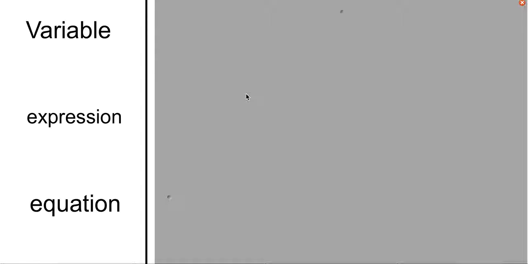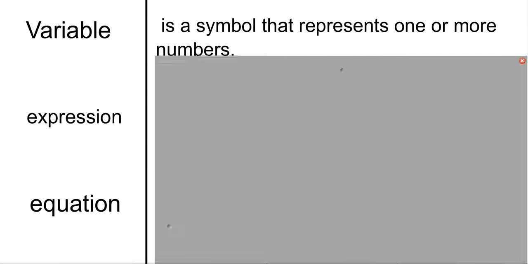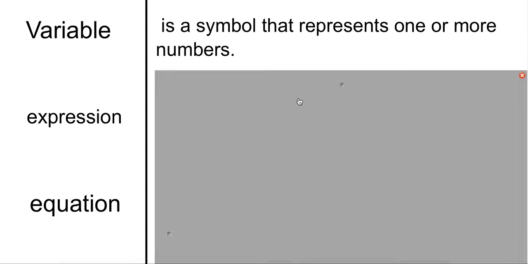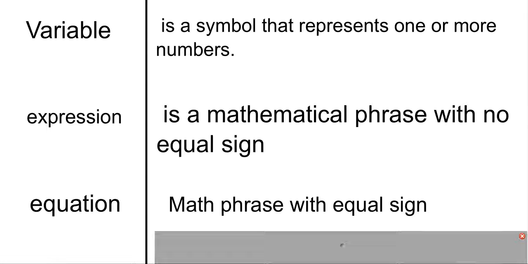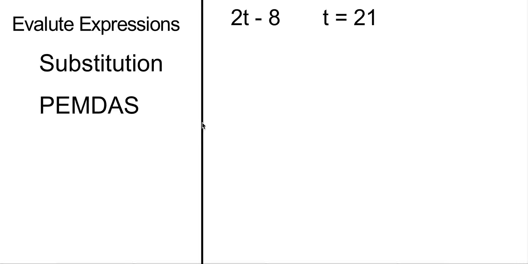Variable. A symbol that represents one or more numbers. Remember, the symbol can also be a letter, a box, something. Expression. A mathematical phrase with no equal sign. Equation, a math phrase with an equal sign. So let's evaluate expressions. We're going to use substitution and then order of operations, or PEMDAS.